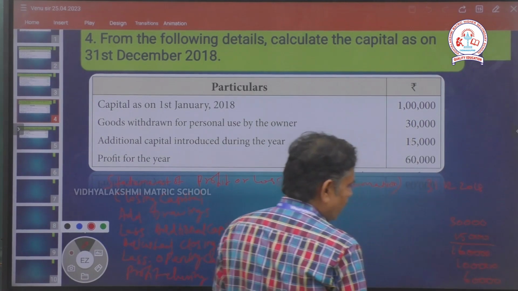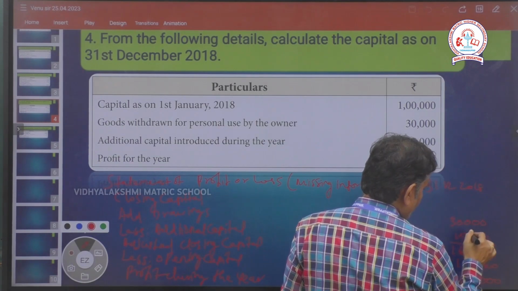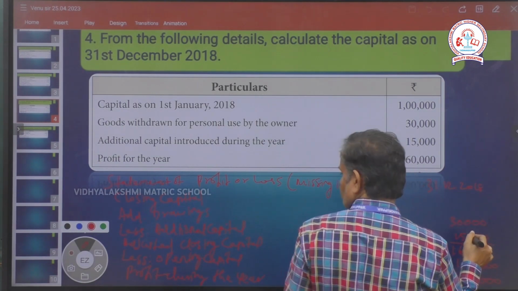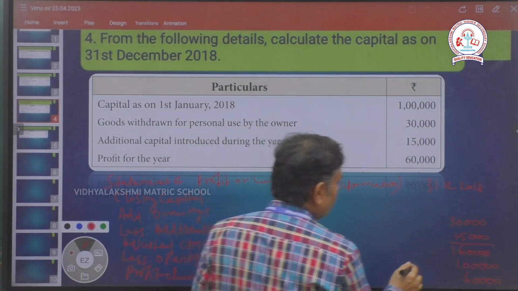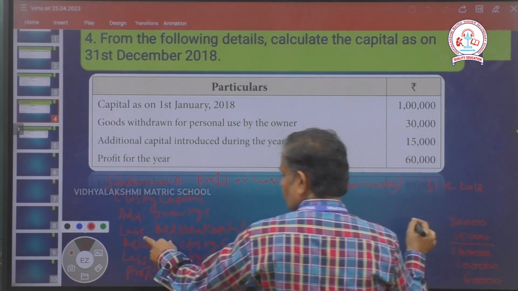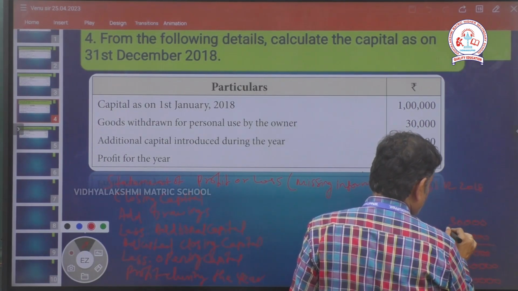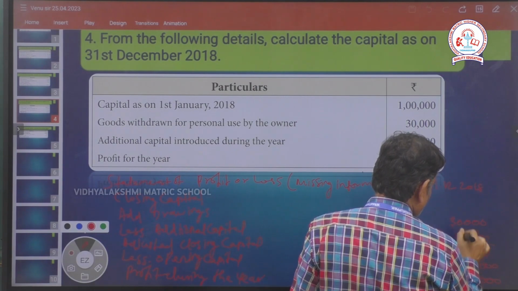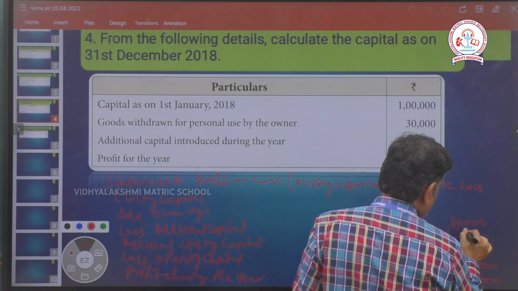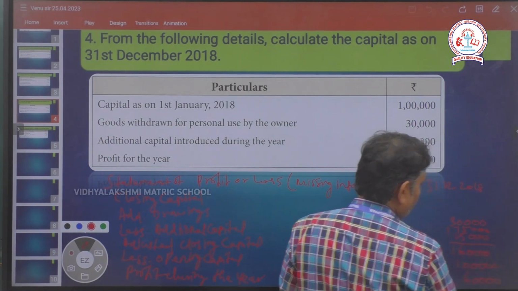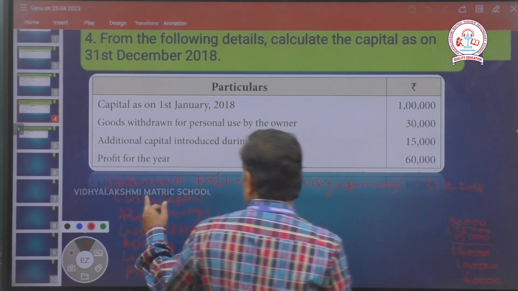$1,60,000. After that, we can add in these two, 1,60,000. So here the value is given, adjusted closing capital, 1,60,000, then 15. So less adjusted closing capital, 15,000. So you will take the value here, 15 you can add. So 1,75,000. So 1,75,000 and minus drawing.